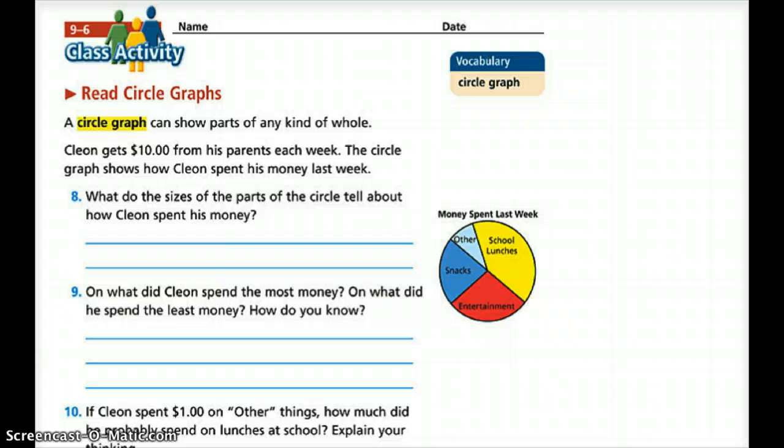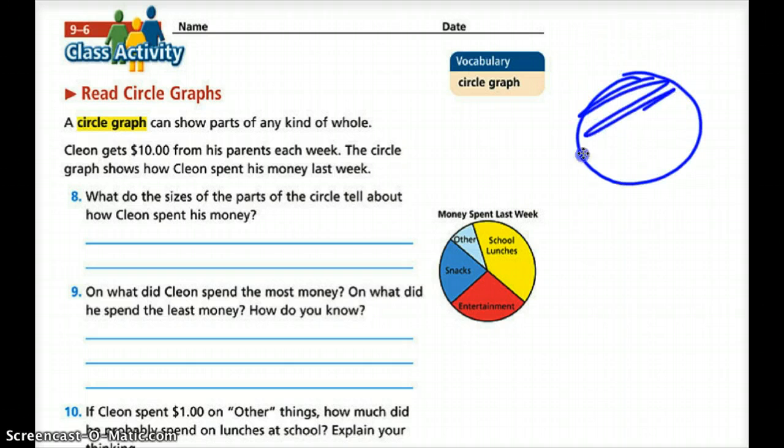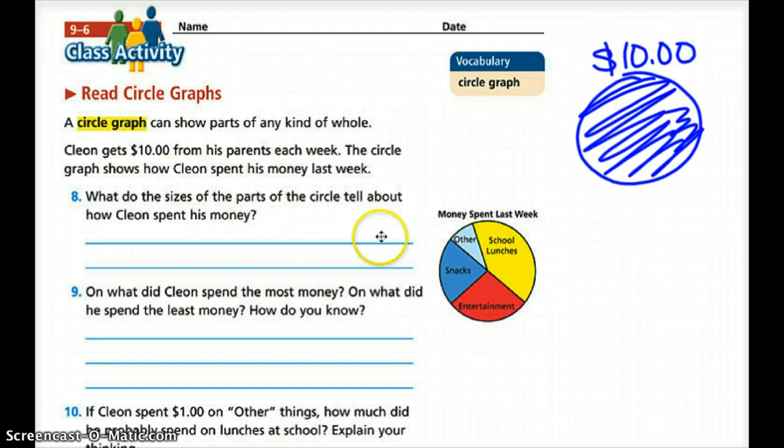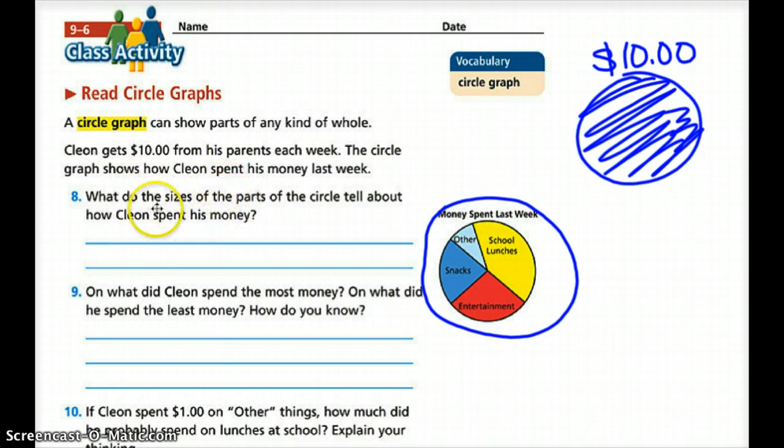We're going to look at circle graphs next. So a circle graph can show parts of any kind of whole. So Cleon gets $10 from his parents each week. The circle graph shows how Cleon spent his money last week. All right, so if we have a circle and we know the whole thing, everything in here together equals $10. This graph is going to show how that money is split up. So what do the sizes of the parts of the circle tell about how Cleon spent his money?